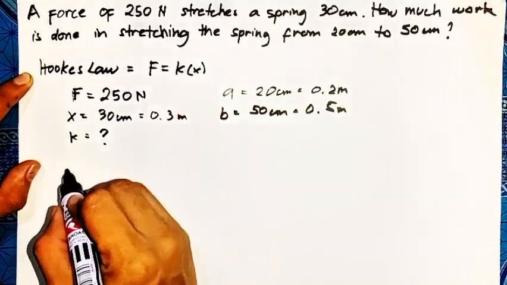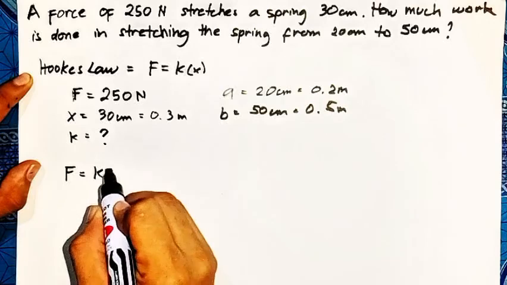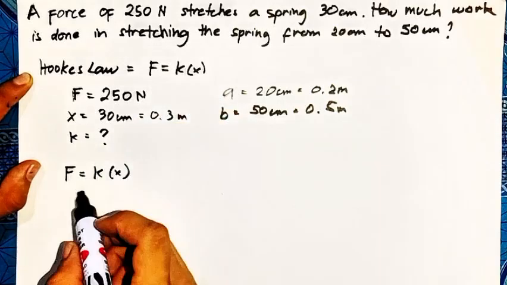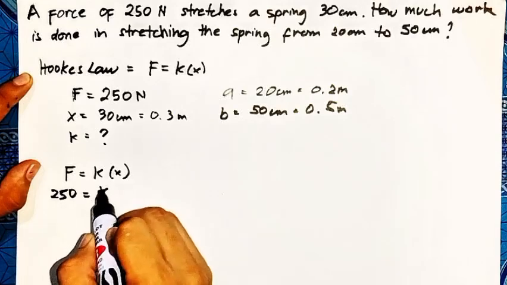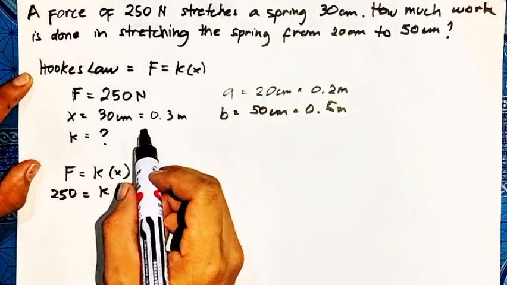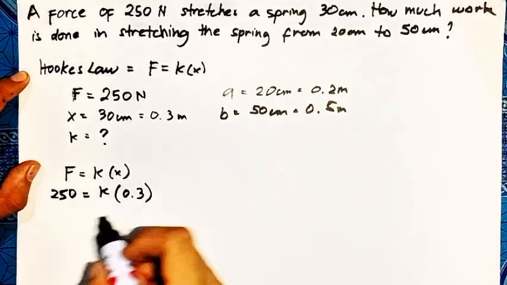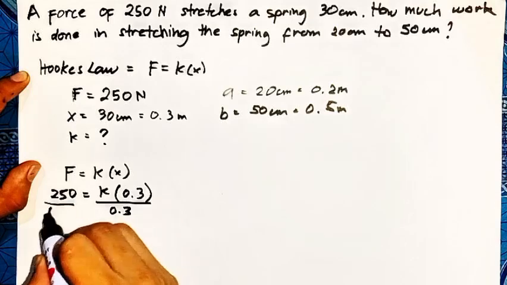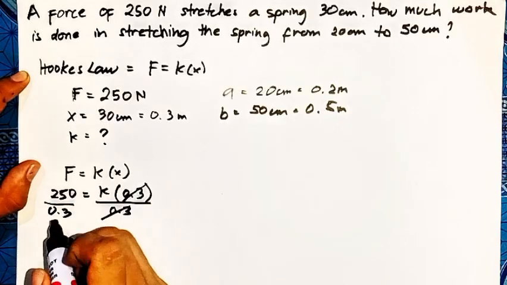So F is equal to Kx. Since we don't have K, let's find the constant K by using Hooke's formula. So F, which is 250 Newtons, is equal to K times our displacement. We have 0.3 meters. So let's find the value of K. Divide both sides by 0.3. K is equal to 250 divided by 0.3.